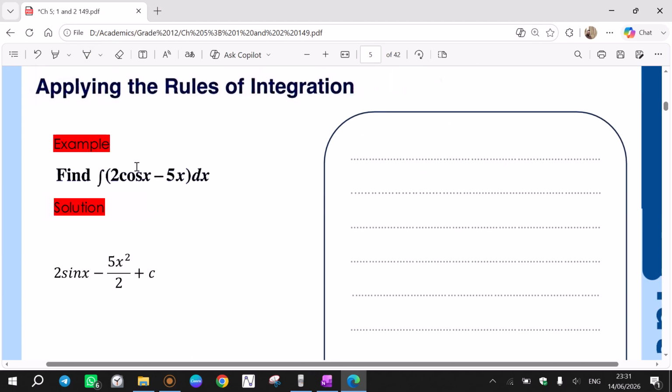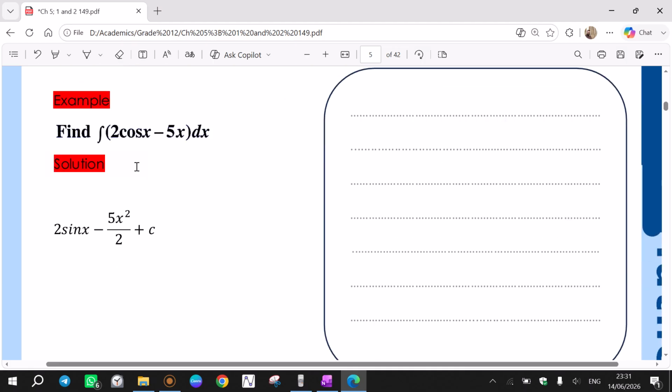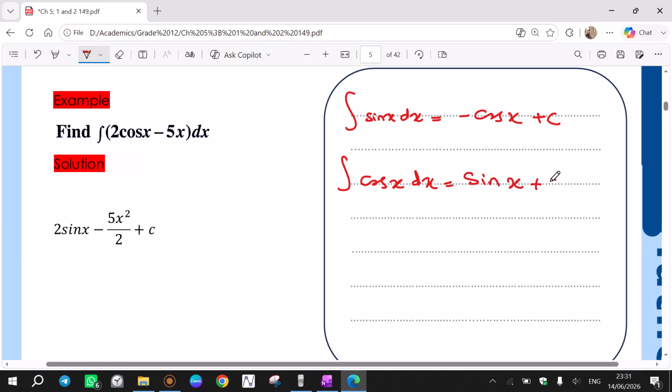More questions. Now we're going to write some rules about trigonometrics. Integral of sine x dx is going to be negative cosine x plus c. Before, if you remember, the derivative of cosine was negative sine. Now it's time to revenge for sine. Integral of sine is negative cosine, and integral of cosine x dx is just sine with no negative, plus c.